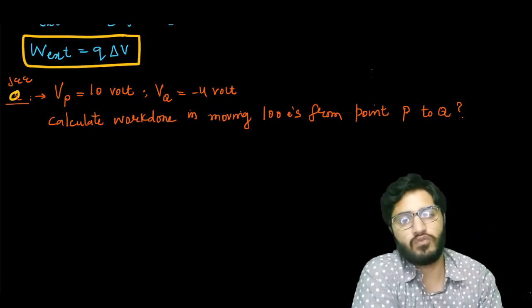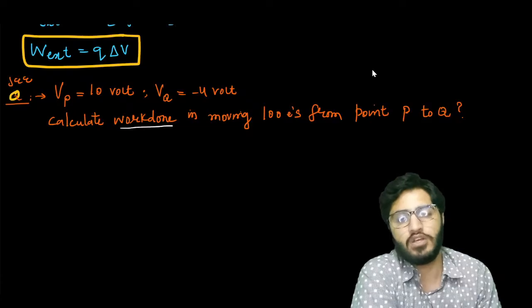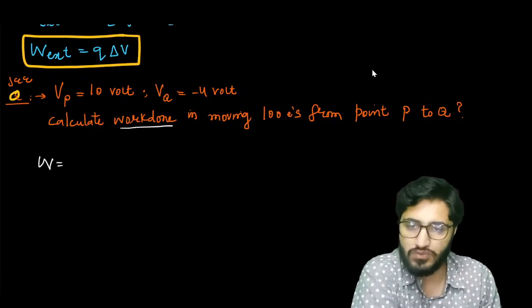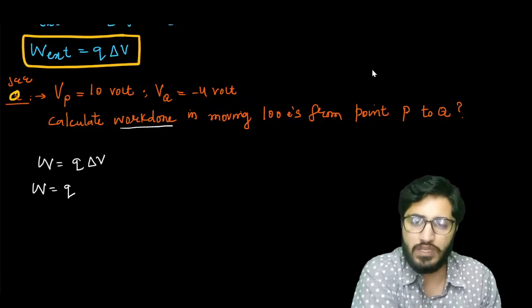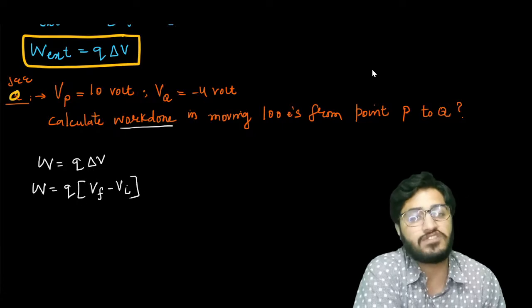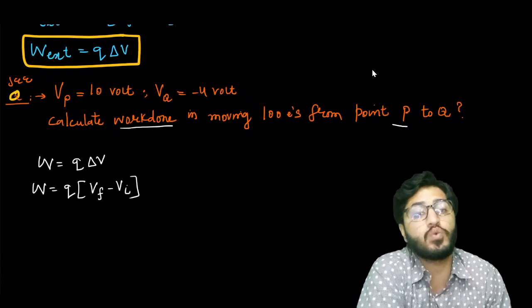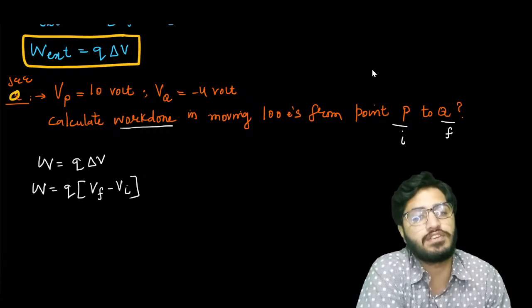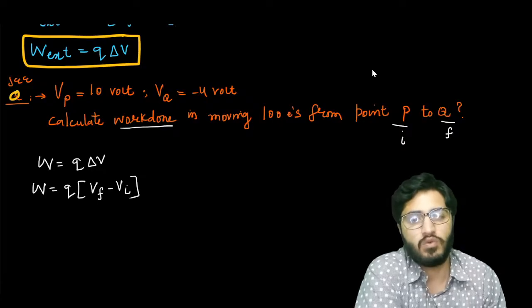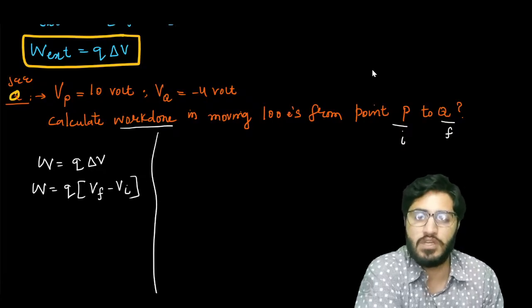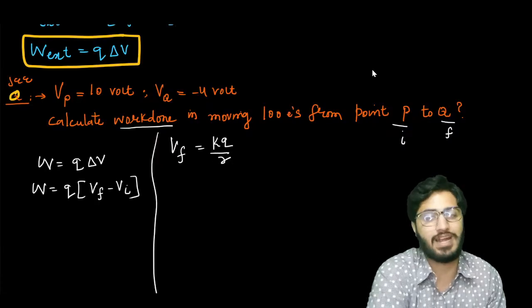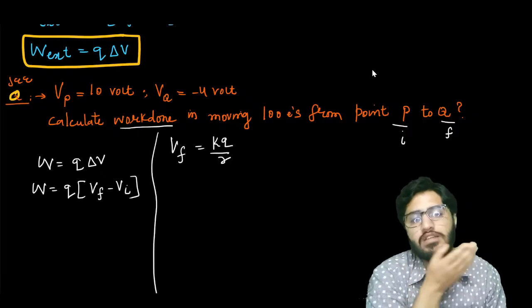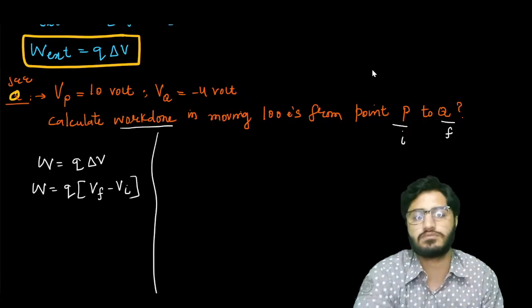So we know that if we have to find work done, what is the formula for work done, sir? Work done equals Q delta V. Work done equals the charge which we are moving times potential at final minus potential at initial. What is final? We have to move it from P to Q, so Q is final, P is initial. So what is the formula for V final? V final would be equal to kQ by r. We can write like this, no, it is given to us. Why are we applying this? It is given to us.